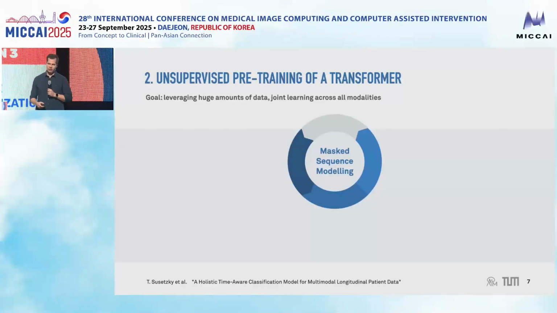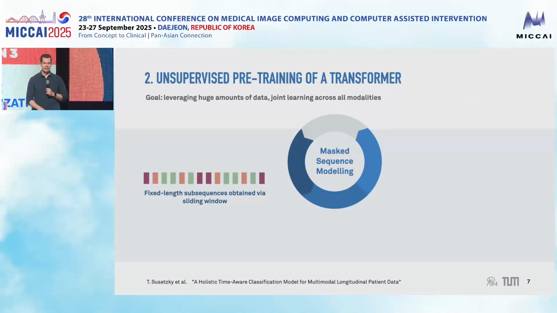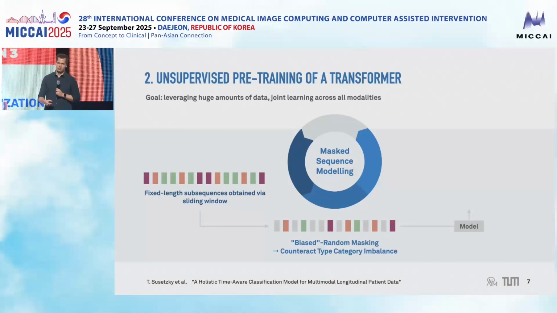Having constructed our sequence like this, we then pre-trained a transformer using masked sequence modeling, so we can use large amounts of data while jointly learning across all modalities and time points. For this, we apply a sliding window to all the patient timelines in our data set to obtain fixed-length subsequences. At training, we mask a considerable amount of those tokens in each sequence in a biased random fashion, counteracting the natural imbalance in type category frequencies.